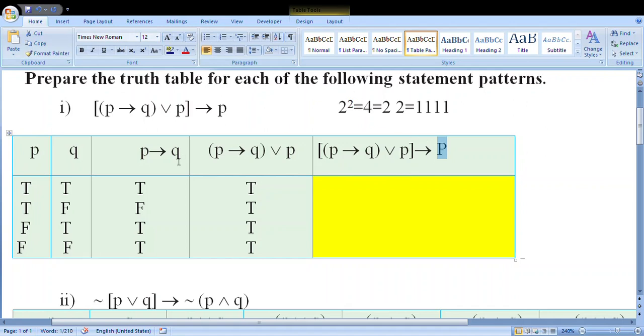Now we know the rule of arrow. The rule of arrow states that the first part should be T, and the second part should be F. If you observe this, then write only F. Otherwise you have to write T.